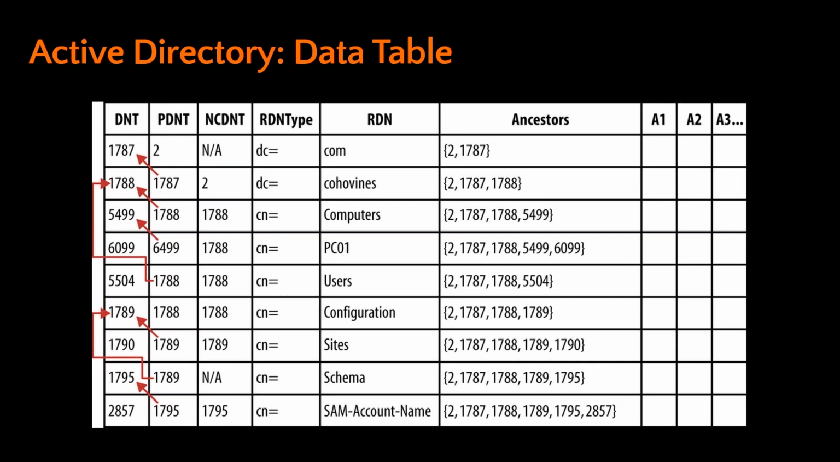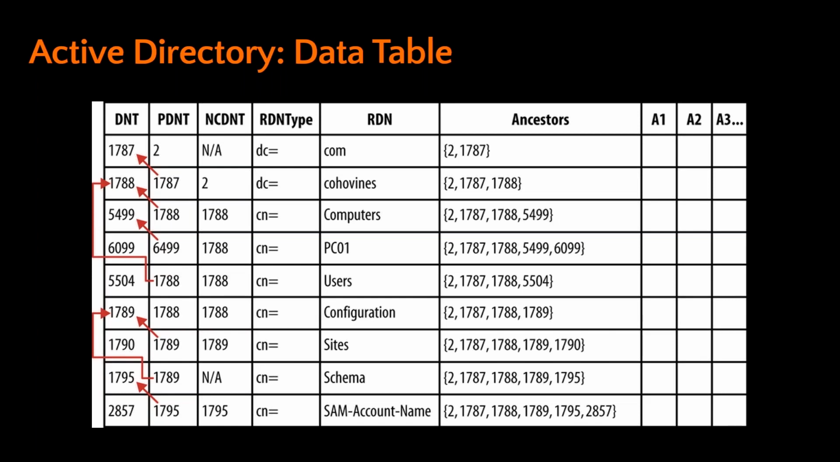PDNT is just the parent DNT, so we can easily and quickly build a hierarchical representation of Active Directory. You've also got the ancestors column that is used for exactly the same purpose, and all other fields are attributes of the Active Directory object. Obviously, attributes will differ depending on the Active Directory class of an object, so different for a user, different for an inetOrgPerson, different for a computer account.